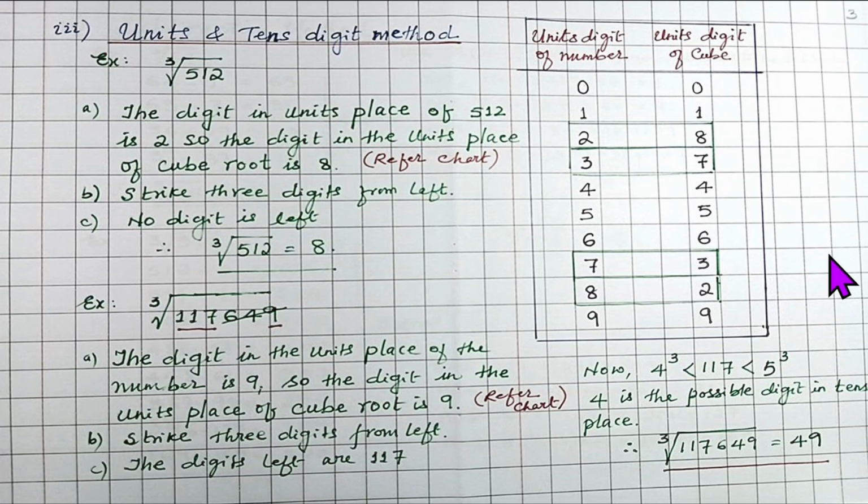Now this third method is the units and tens digit method. Now this method is a method used for estimation. Now for that we have to know one chart. This is the chart here.